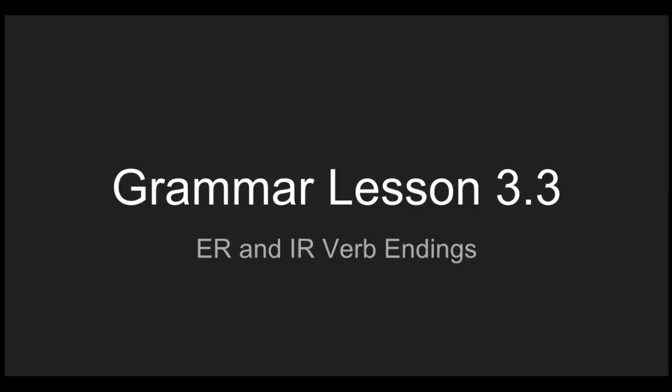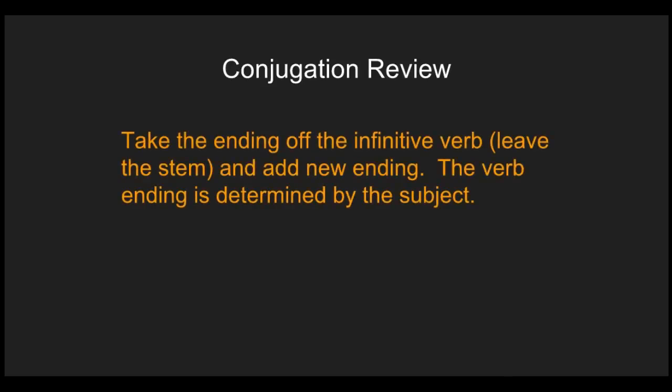Grammar Lesson 3.3, ER and IR verb endings. Before we get started, I want to quickly review what it means to conjugate a verb. When we conjugate, you take the ending off of the infinitive form of the verb, leaving just the stem behind, and then you add a new ending, which is determined by your subject.